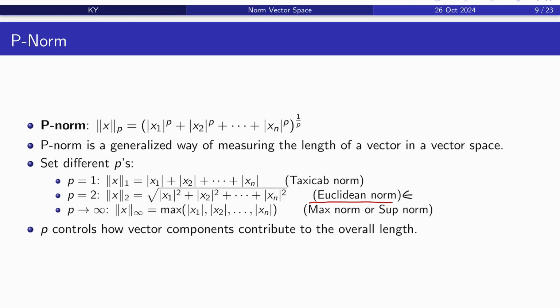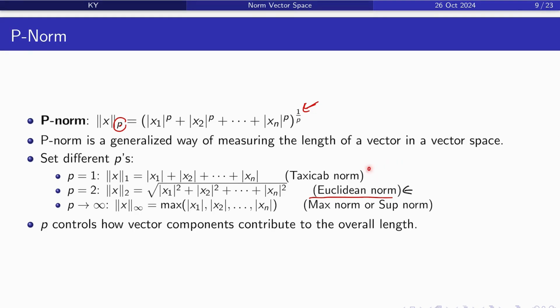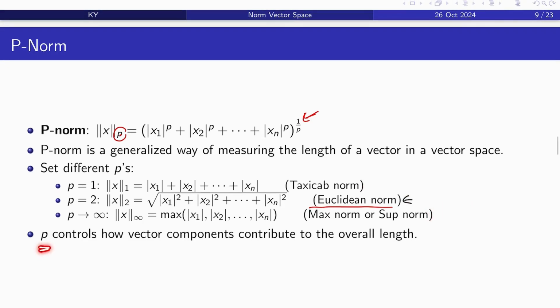Hi everyone, so we'd like to continue our slide. Now we're going to talk about p-norm. What p-norm is, we can define p-norm in this way. And p-norm is a generalized way of measuring the length of a vector in a vector space. We can set different kinds of p to get different ways to measure the length of a vector. We can have your taxi norm, your Euclidean norm, and your max norm. And the p controls how vector components contribute to the overall length.